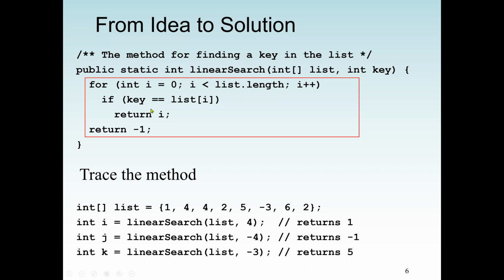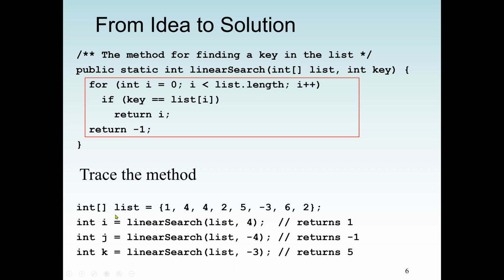Then we compare the first item. If key equals list[0], then return 0. If not, we increment to 1, then 2, then 3, until we find it. Again, if we don't find the item, the last thing we are going to return will be -1.